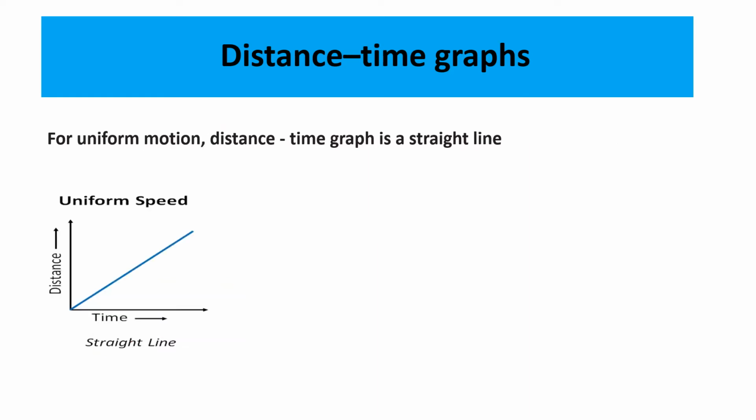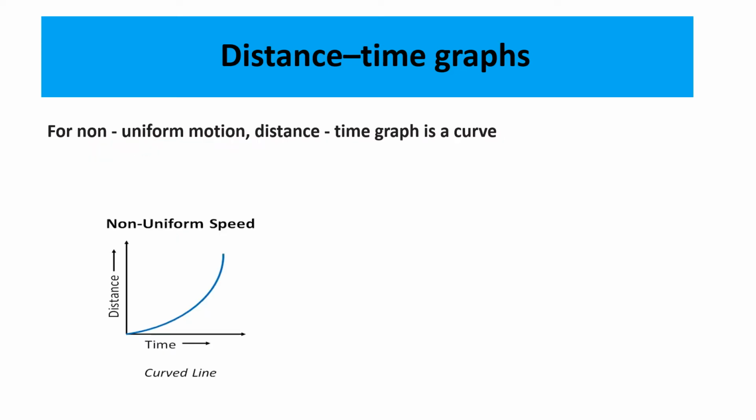For uniform motion, the distance time graph is a straight line like this. What do you mean by uniform motion? The motion must be uniform. Equal distances must be covered in equal intervals of time. They are directly proportional to each other. Hence, you will get a straight line for uniform motion.